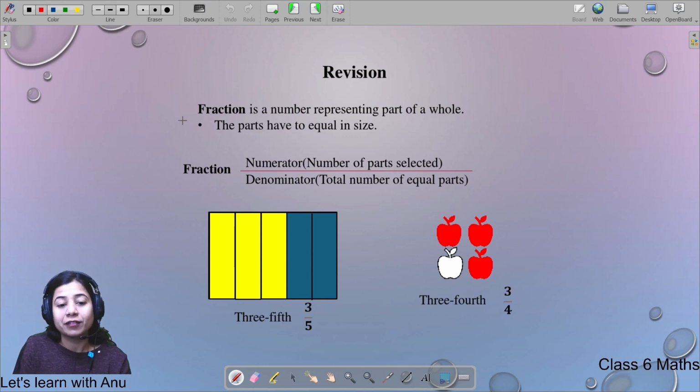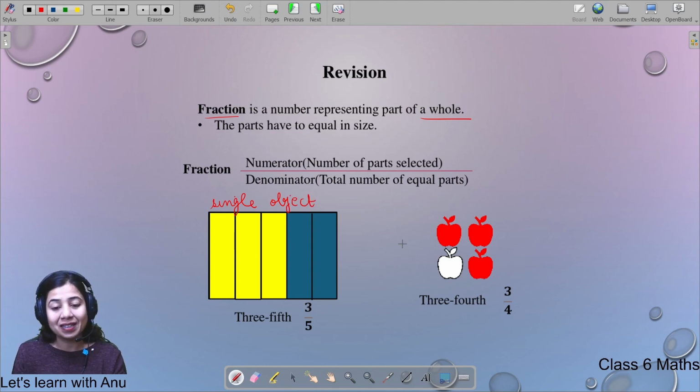Let's begin. Fraction is a number representing part of a whole, right? So this whole can be a single object, like in this case, we have this one rectangle divided into parts, or the whole can be a group of objects. Like in this we have 4 apples. Then next thing is that the parts have to be equal in size. So this is very important class. Try to understand fractions are applicable only when the division is done equally. If unequal parts are there, then we cannot apply fractions, right?